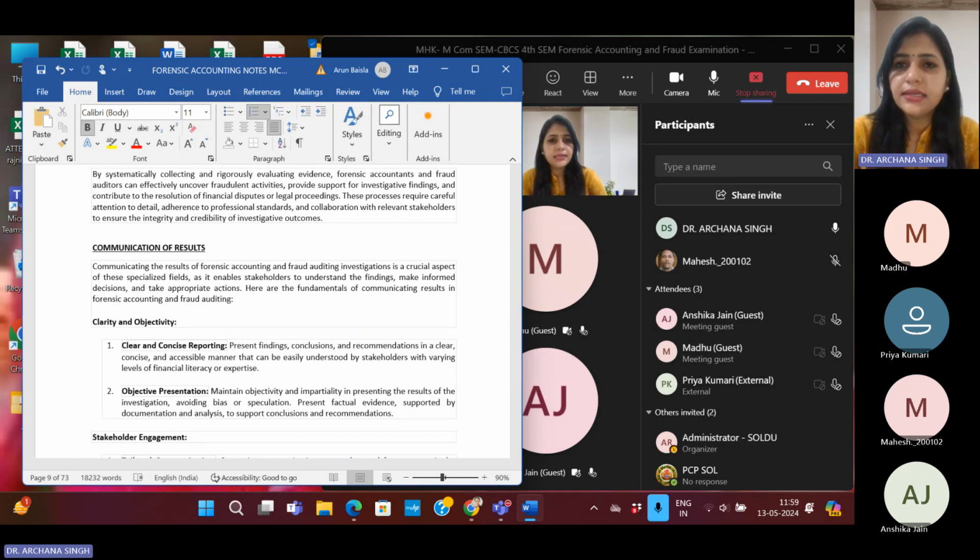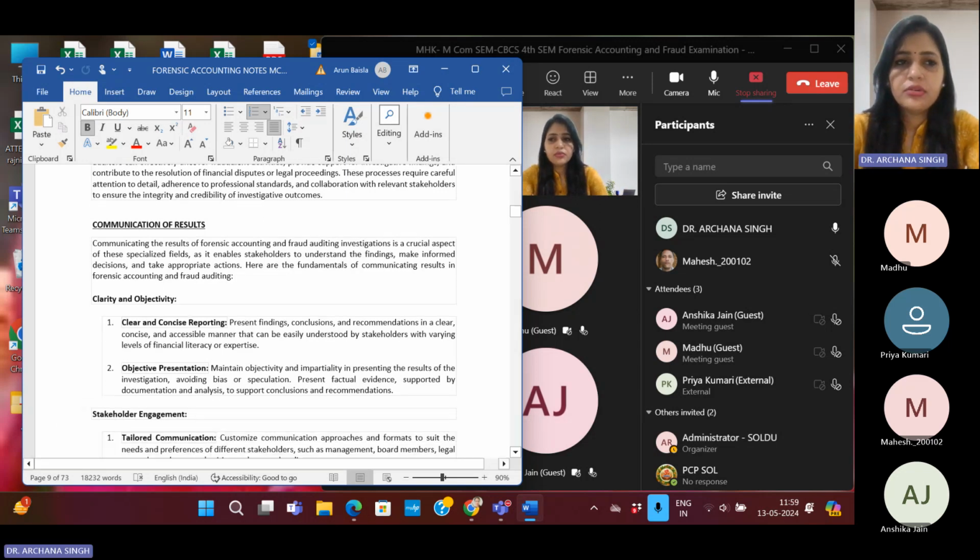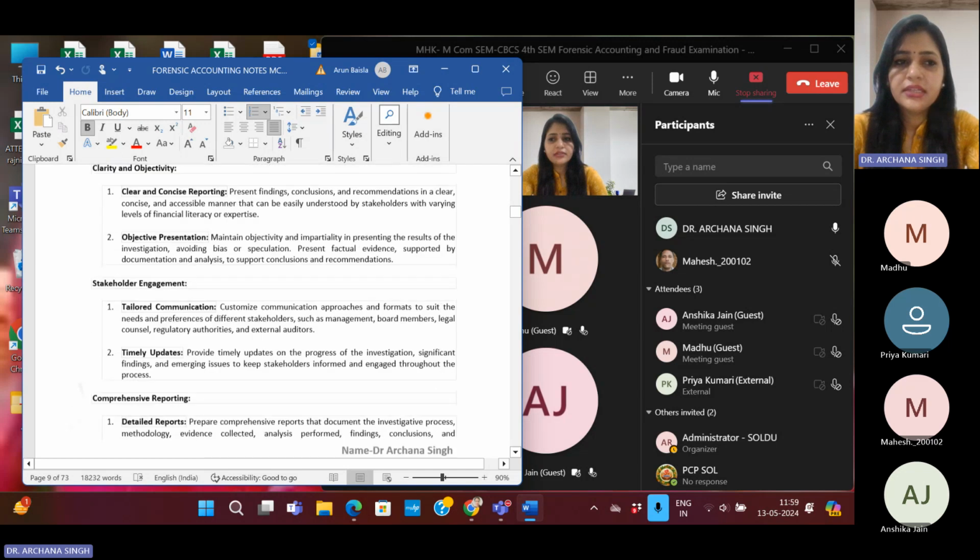Then second is objective presentation. Objective presentation means maintaining objectivity and impartiality in presenting the results of the investigation, and avoiding bias and speculation. Okay, so present the factual evidence, supported by documentation and analysis, to support the conclusions and recommendations. So this was about the first thing, clarity and objectivity.